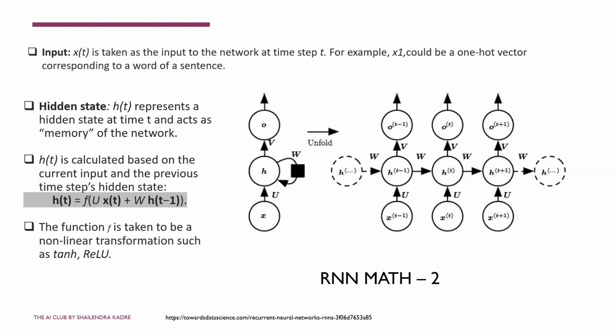So, sir, if I understand it right, the h of t plus 1 should be a function of U into x of t plus 1. Yeah, exactly. W into h of t. That's correct. And in the bracket outside, some kind of ReLU or sigmoid will be applied to it, right, and then it will become HT. Yeah, right, because some kind of activation function will be applied to it, and then it will become HT, and then it is passed on to the next layer.